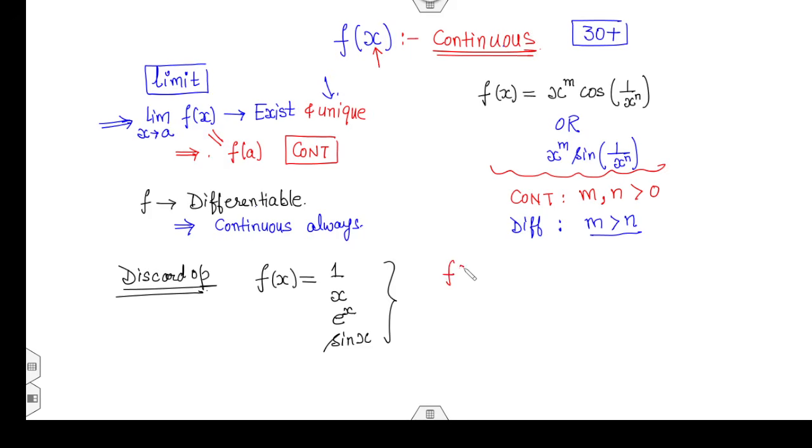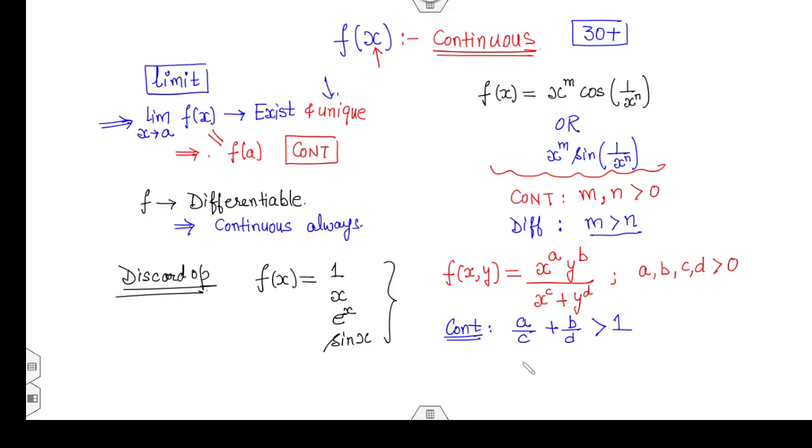If you have a function of two variables like (x, y), and you have x raised to power a, y raised to power b over x raised to power c plus y raised to power d, where a, b, c, d are all greater than 0, then the function is said to be continuous whenever a over c plus b over d is greater than 1. The function is said to be differentiable whenever a over c plus b over d is greater than 1 plus 1 over c. Make sure this condition holds.